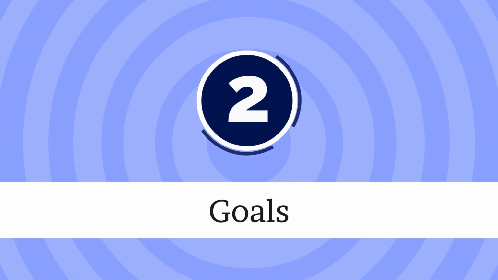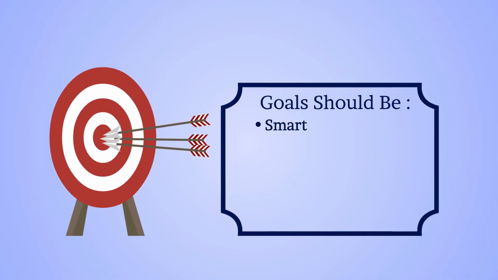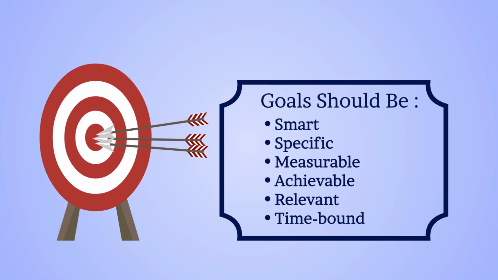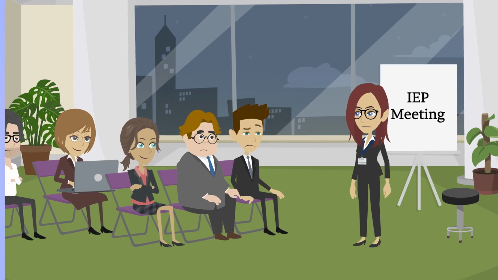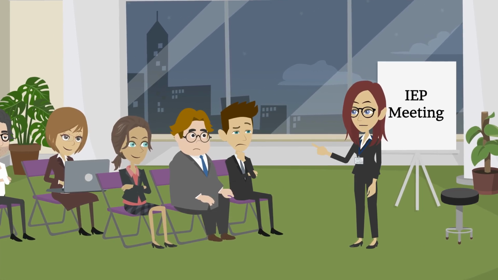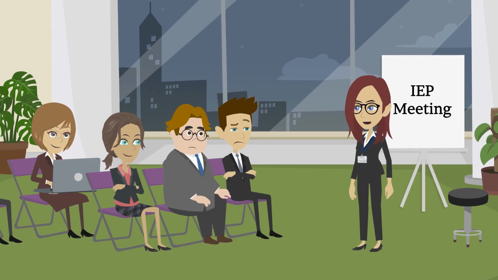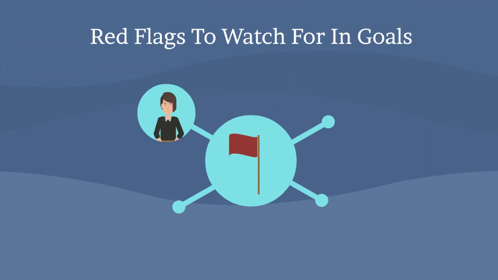Now, let's talk about goals. Here's a secret from the education side. Goals should be SMART, specific, measurable, achievable, relevant, and time-bound. But they should also be meaningful. I've sat in countless IEP meetings where goals were recycled from previous years without real consideration of the student's progress or needs.